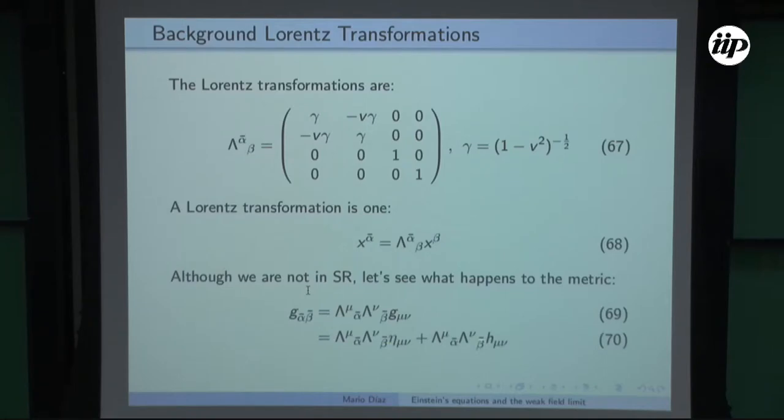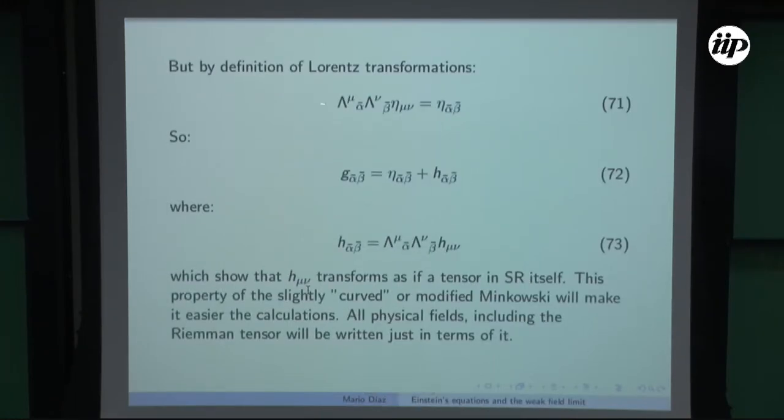We're going to get these two terms, because one is for the Minkowski and the other for the perturbation. We know that Minkowski is going to remain invariant, because that's what the Minkowski metric does. It's invariant under Lorentz transformations. So we're essentially going to get that the new metric is going to be Minkowski, just written in the new coordinates, plus the perturbation in the new coordinates, which is just transformed by the Lorentz transformations. So this shows that in the weak field limit, the metric perturbation also transforms like a tensor in special relativity. That's a plus to simplify the calculation. And the idea is that all physical fields, including the Riemann tensor, will be written just in terms of it.